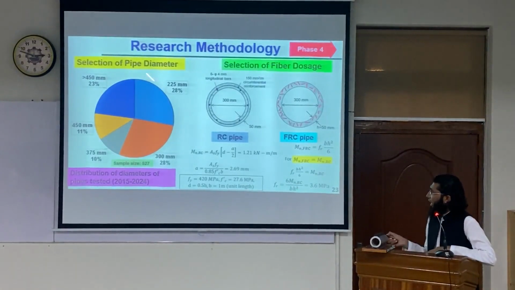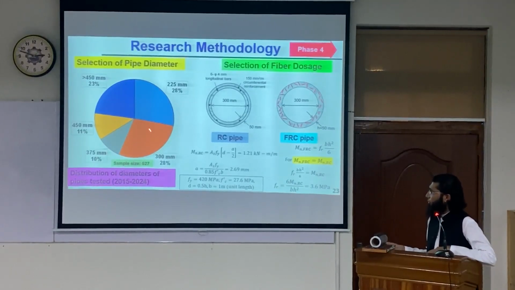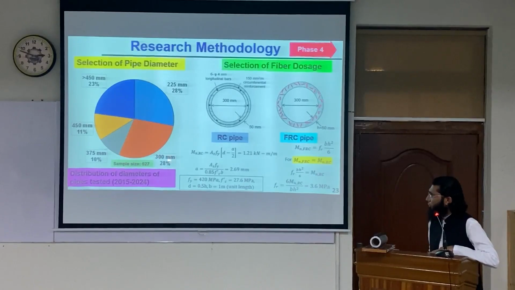So this discusses how the pipe diameter was selected for the rest of the study. From an analysis of the data available at the test floor lab here in UET, we could see that most of the pipes were in the range of 225 to 300 millimeter. Smaller diameter pipes were in high demand, and therefore the pipe diameter was selected as 300 millimeter for this study.